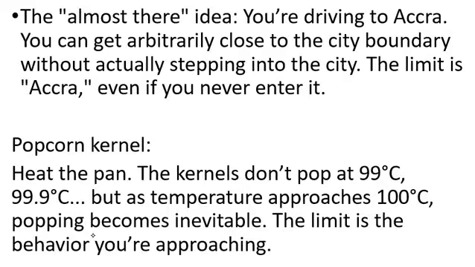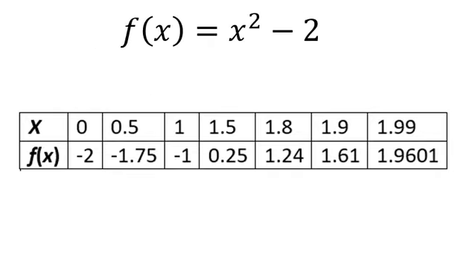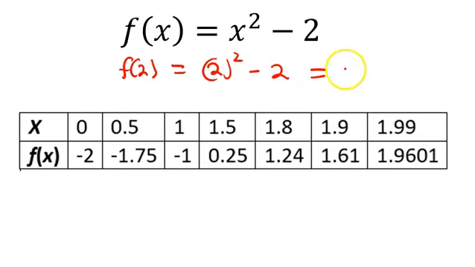Okay, now mathematically, let's illustrate the limit. I have this function here: f of x is equal to x squared minus 2. Let me find f of 2. That will be 2 squared minus 2, which is 4 minus 2, which is 2. Okay, I have a table here. So what it means is that for this function, when we evaluate it at 2, we are going to get 2. Okay, I want to pick values close to 2.